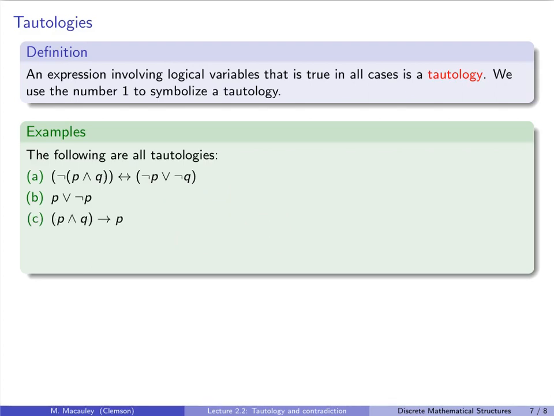Next, P and Q implies P. Let's check this one. So we have P, we have Q. Let's do the truth table, P and Q. So let's just start with this, 0, 0, 0, 1, 1, 0, 1, 1. P and Q is 0, 0, 0, 1. And now before we continue, this does make sense. If P and Q are true, then P is true.